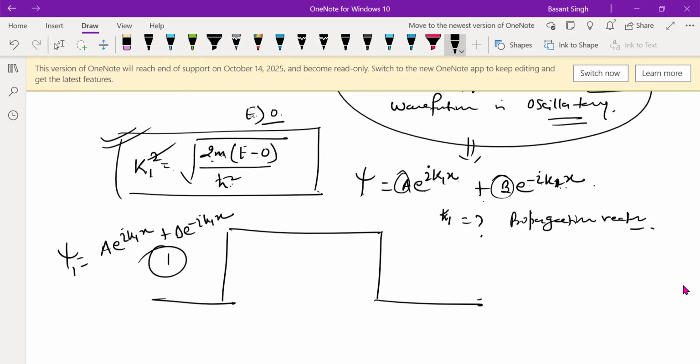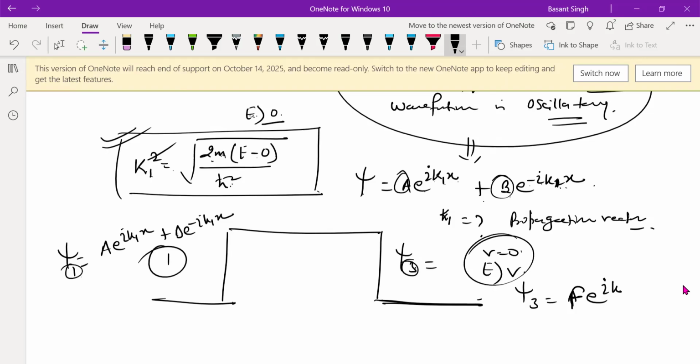Similarly, in the third region also, the potential is 0 and the energy is greater than the potential V. So in this region also, the solution of the Schrodinger wave equation gives the oscillatory function, and this is equal to A, only the coefficient changes here. So F e to the power i k1x is similar because the combination is similar here.